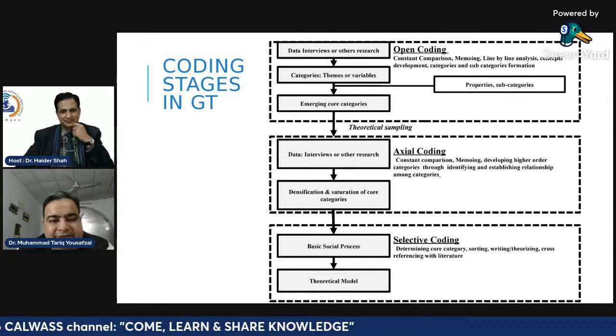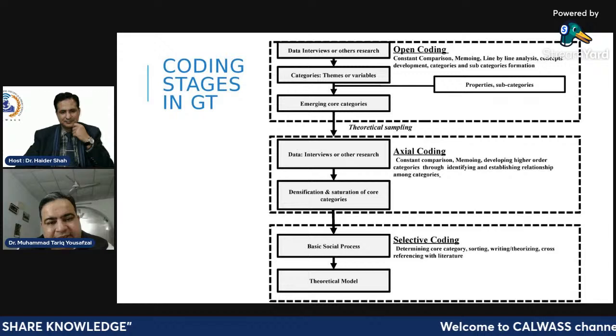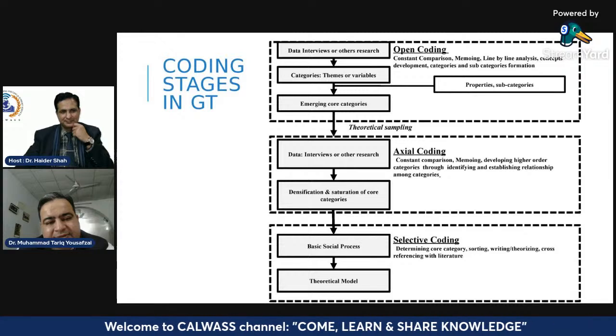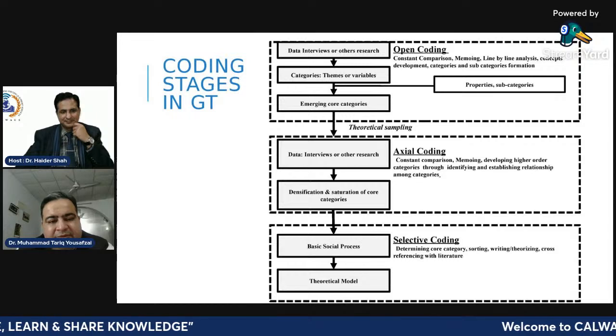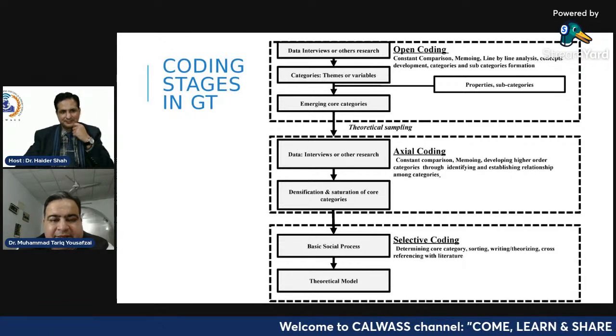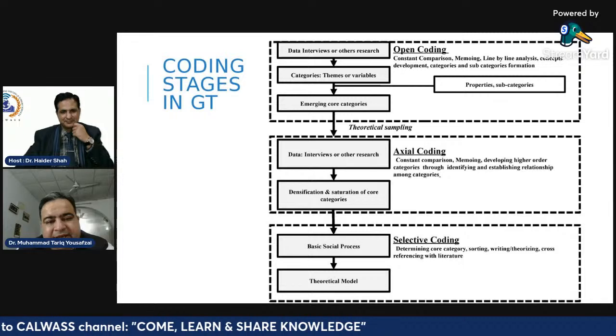You look to the nature of the data, the type of responses that you are receiving, and then you accordingly decide what kind of respondents you would need to have the desired data. So we sometimes call this theoretical sampling, and this is one of the important features of qualitative research, especially grounded theory. In the first process, in open coding, you will get a lot of data, and you carry out line by line analysis or constant comparison.